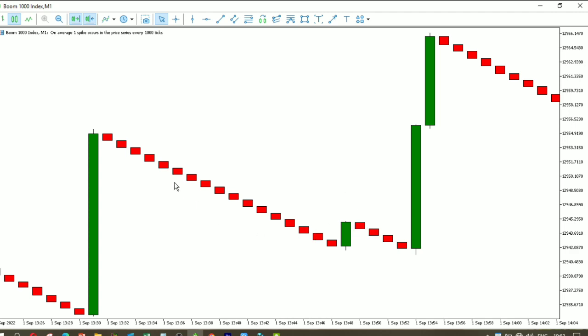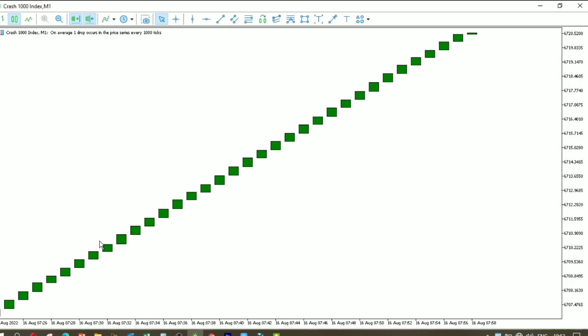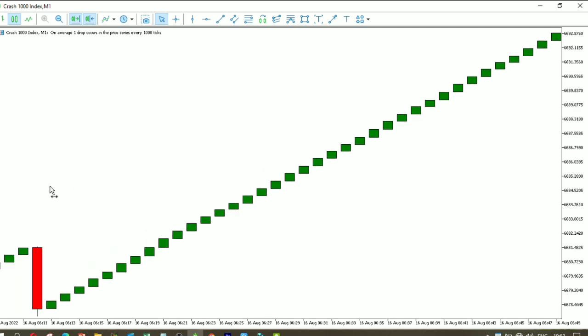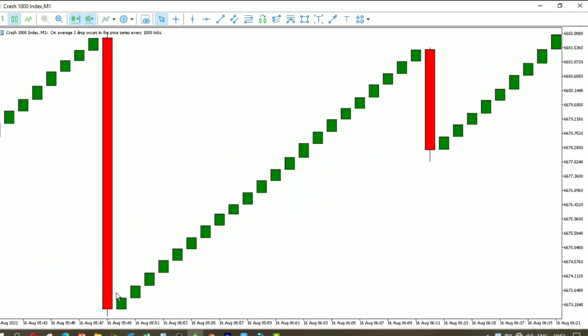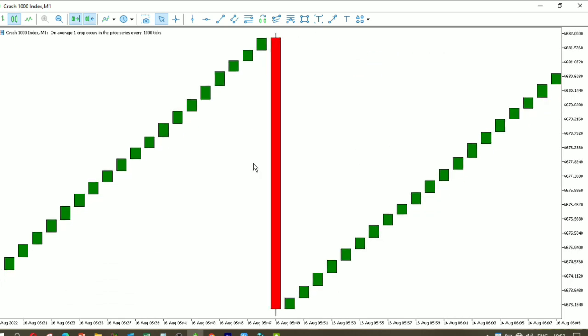It is a market which makes these small tick candles here and these huge spike candles here. So we have two types of these markets. We have the boom market, which makes these spikes going up and then these tick candles going down. And we also have the crash market, which makes these small tick candles and then the spikes going down. So that's the way the name is generated, boom and crash. When it crashes, it goes to the downside. When it booms, it goes to the upside.